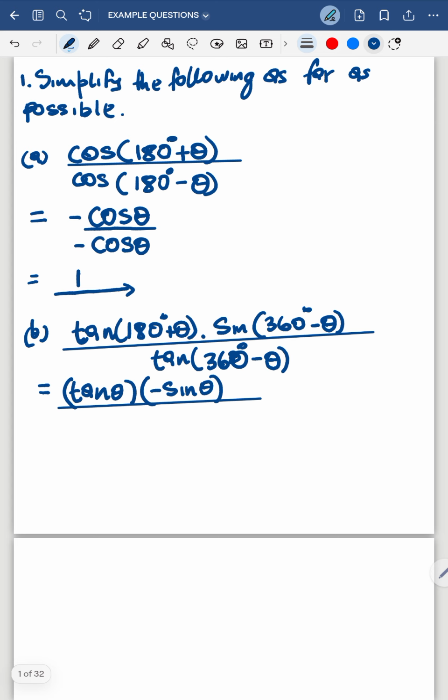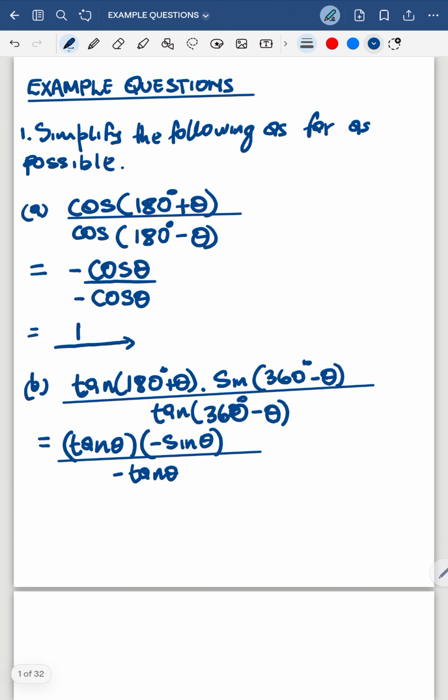Then write our division line here, all divide by. Then we come now to the tangent, tangent open bracket 360 degrees minus theta close bracket. So how is 360 degrees? It's in the fourth quadrant. So how is tangent in the fourth quadrant? It's negative. So we're going to write negative tangent theta there. So it's alone, there's no need to put the brackets.